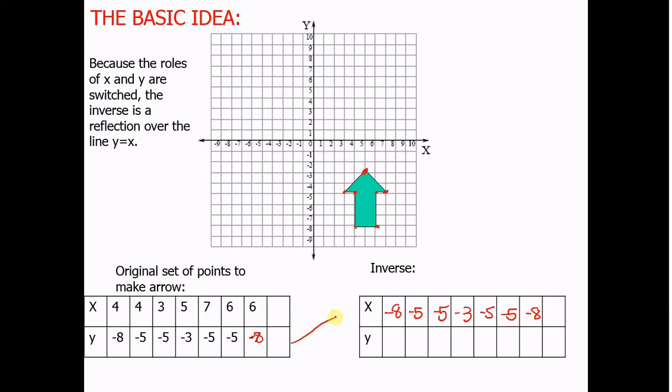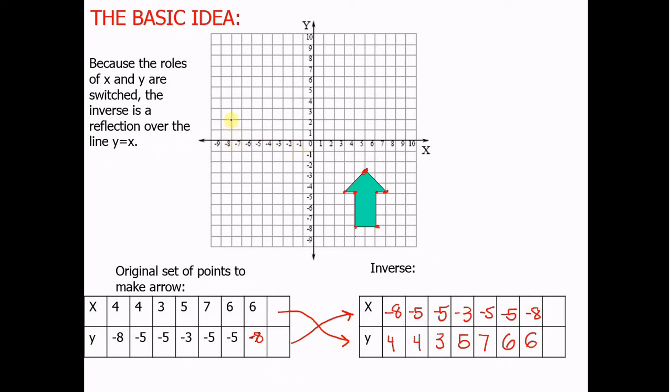Notice how my y's became my x's over there. Now let's check our x's. Let's make those our y's. So I have a 4, a 4, a 3, a 5, a 7, a 6, and a 6. So my x's became my y's. So now let's plot these new points.